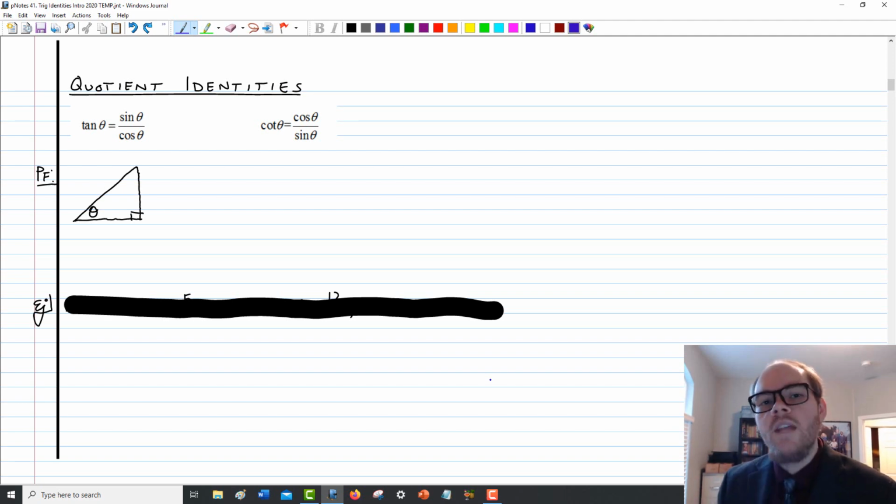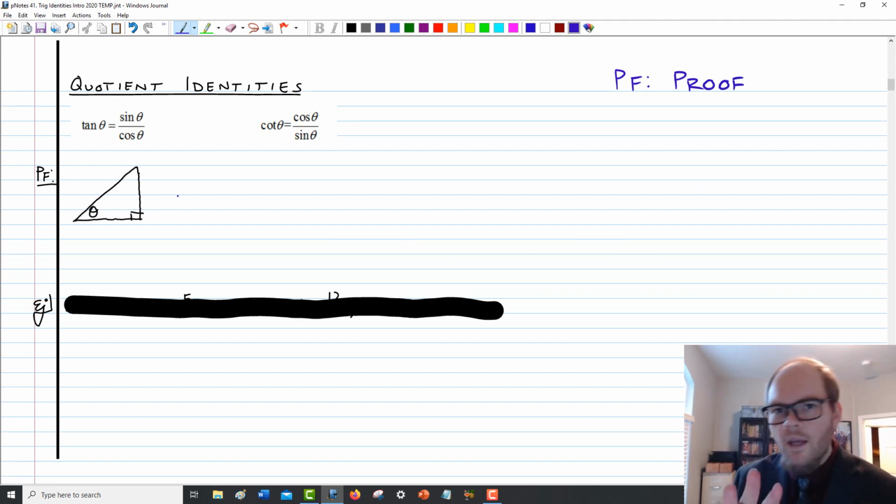Having said that, when we take a look here, these two quotient identities, that tangent of theta equals sine over cosine, and that cotangent is equal to cosine over sine, are both relationships that are really fundamental and that we can really take advantage of. So first and foremost, what I'm going to do is, as it says right here, it says PF. The PF stands for proof. So we're going to do a quick little proof here.